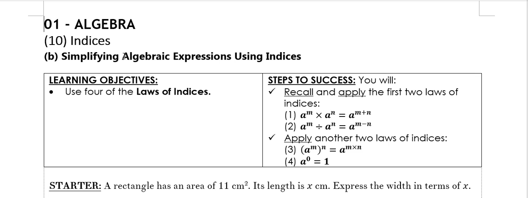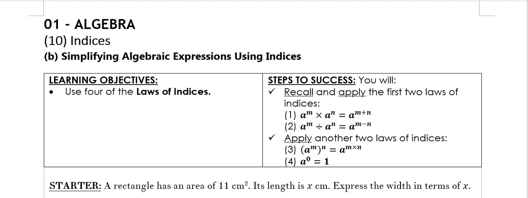Alright, welcome to another maths video under the topic indices. Today we're going to do simplifying algebra expressions using indices. Make sure that the notes for your topic today are on pages 34 and 35. And once again I repeat, make sure that your notes are on pages 34 and 35.